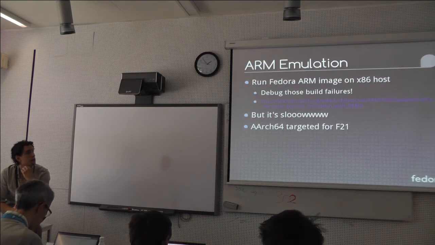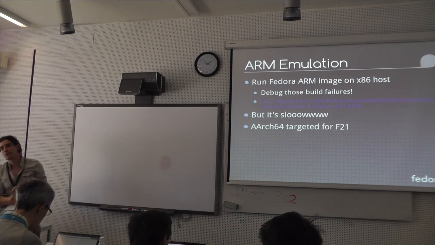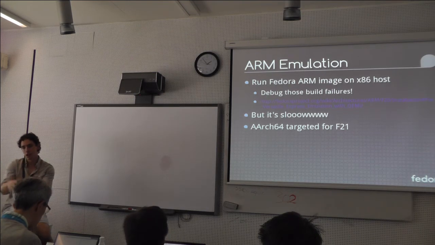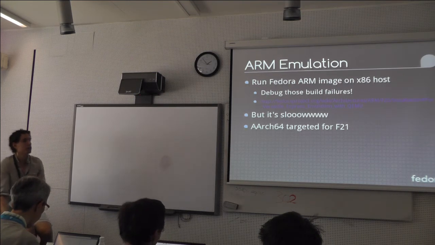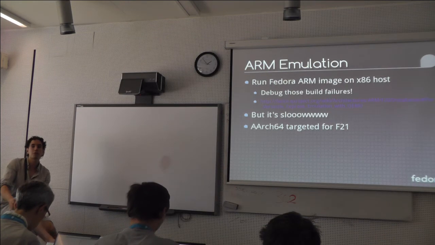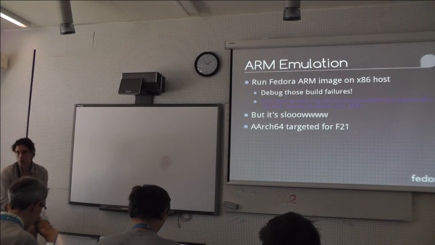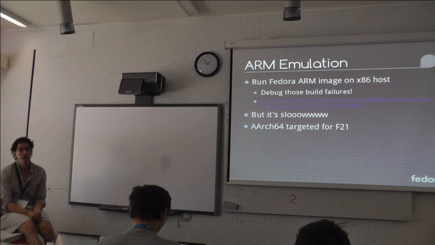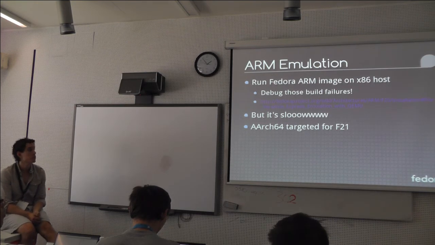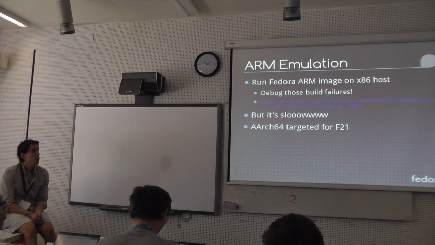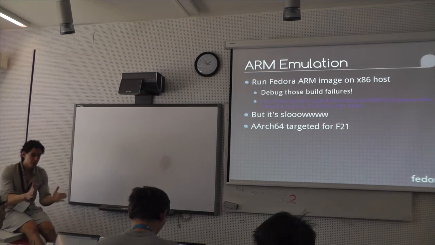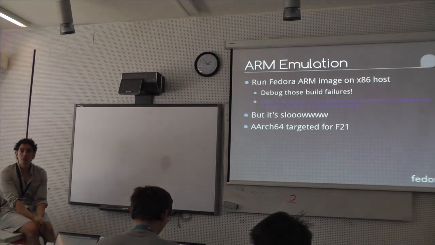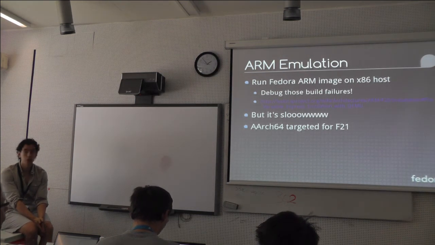You can run Fedora ARM images too. So if you're a packager and you've got your package and you try to build it on Fedora 21, and it fails to build on ARM, and you want to try to fix that yourself, or maybe you're an upstream developer and someone gives you an ARM build failure, doing it in a VM on your x86 host is pretty decent if you don't have any ARM hardware. It's really slow, but it's doable.